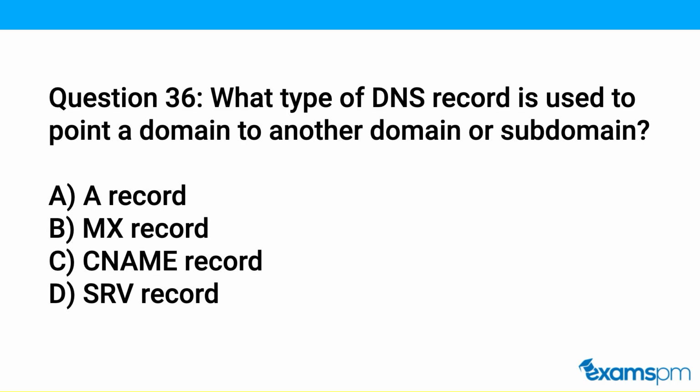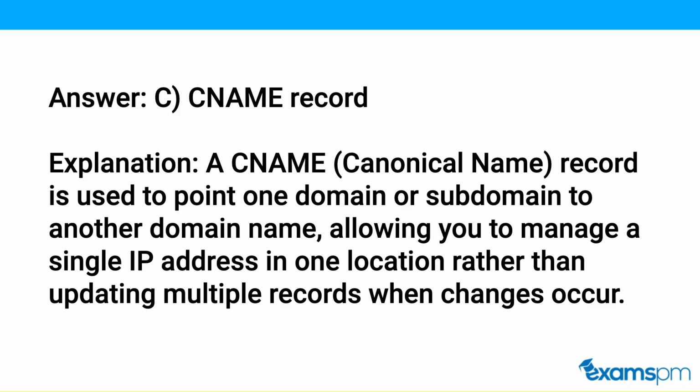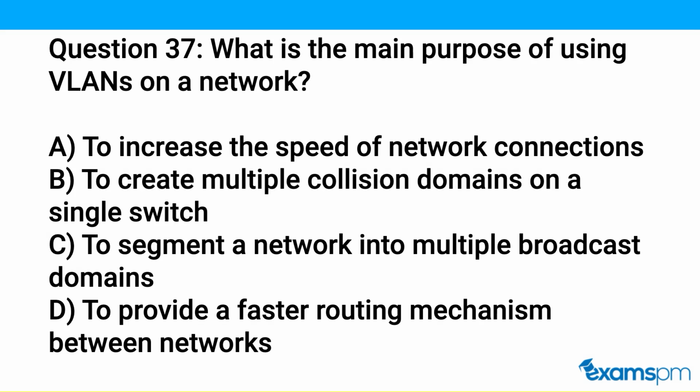Question 36. What type of DNS record is used to point a domain to another domain or subdomain? A. A record, B. MX record, C. CNAME record, D. SRV record. Answer: C. CNAME record. Explanation: a CNAME (canonical name) record is used to point one domain or subdomain to another domain name, allowing you to manage a single IP address in one location rather than updating multiple records when changes occur.